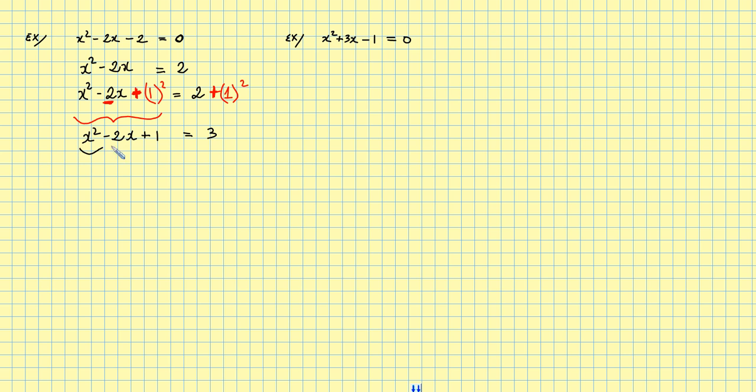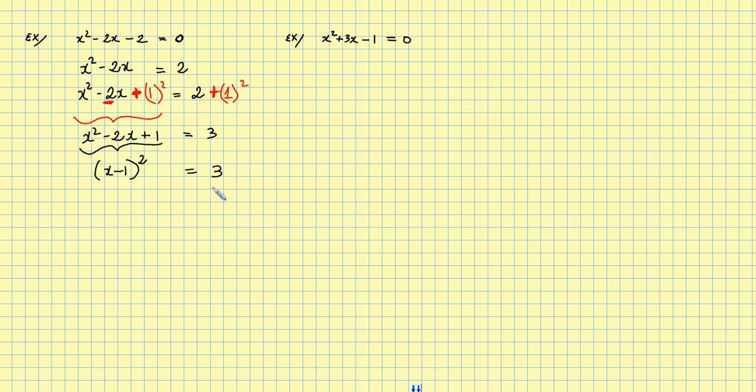And what I have created is what we mentioned before, the perfect square. And the perfect square here says what two numbers multiplied give me positive 1, but those same two numbers added together give me negative 2. So the numbers are going to be x minus 1 times x minus 1, which is x minus 1 all squared. And that equals 3.